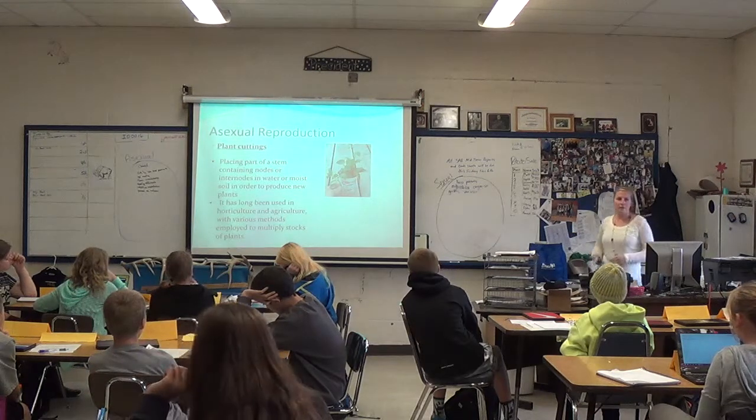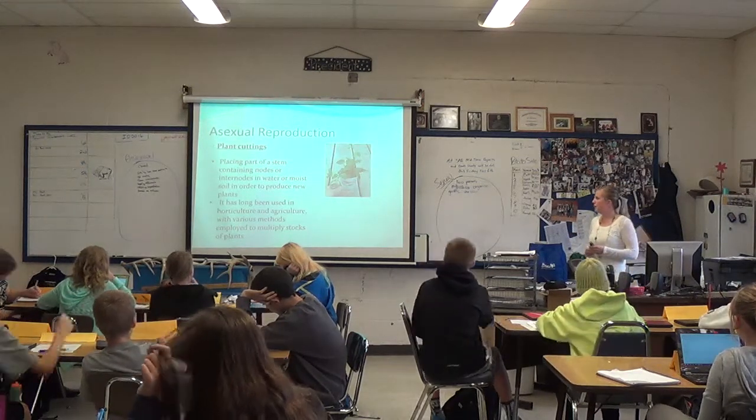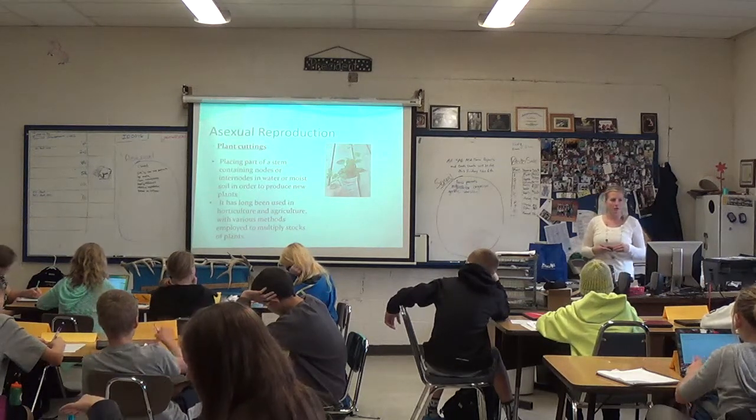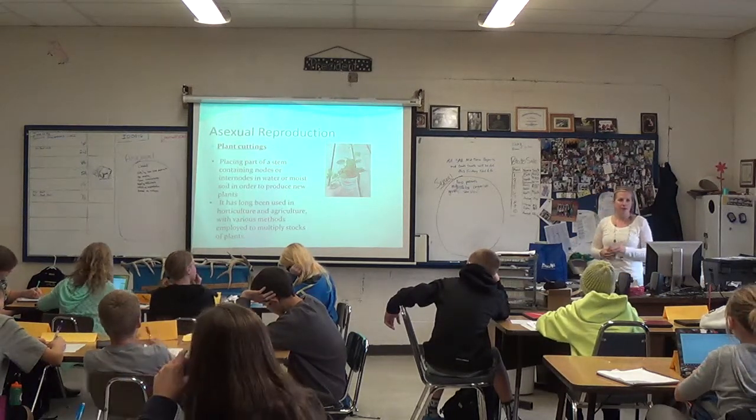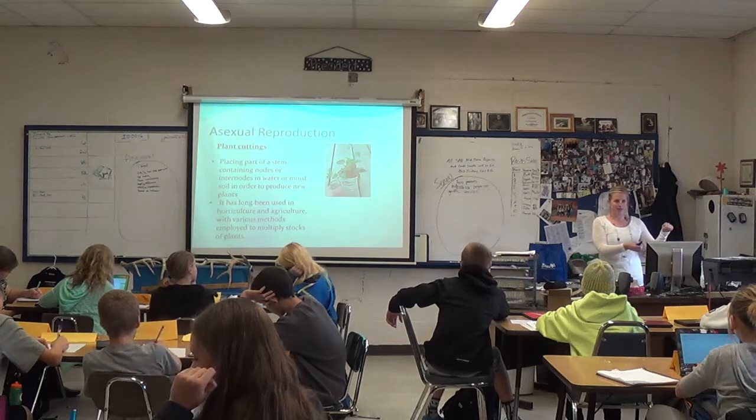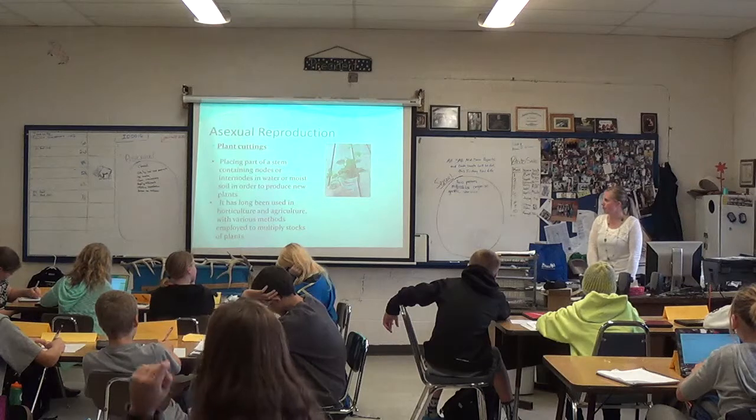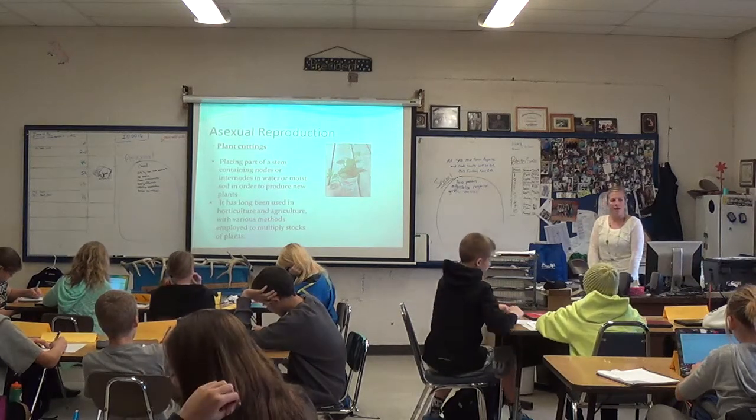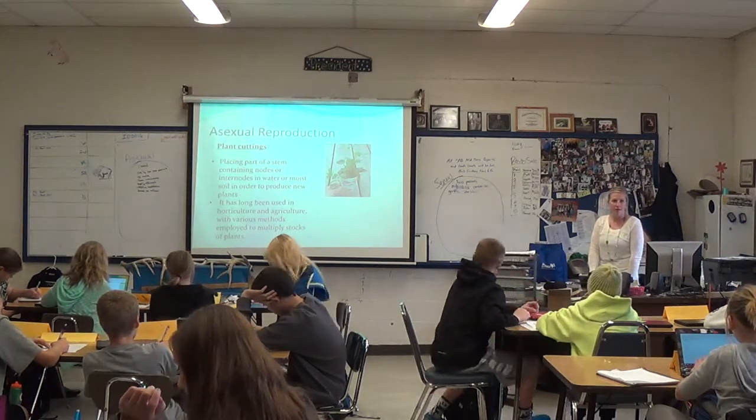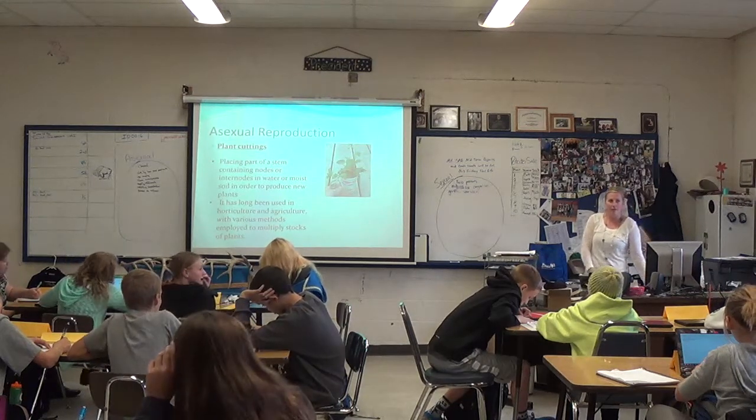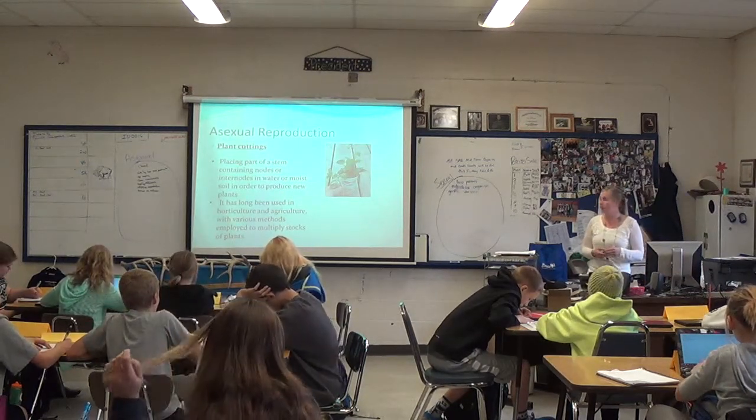Another type of asexual reproduction is plant cutting. So this is just where you take a piece of a plant and plant it in something else and it will grow. And it will be identical to that plant. I'm sure sometime during school you'll have a lab where you'll actually cut off a piece of a plant and regrow it.